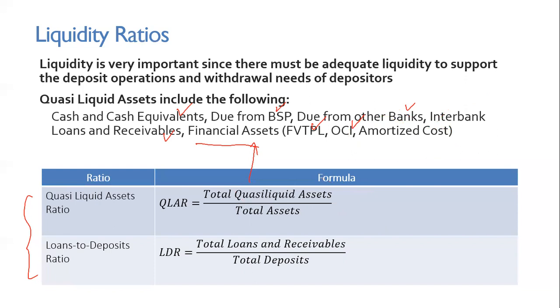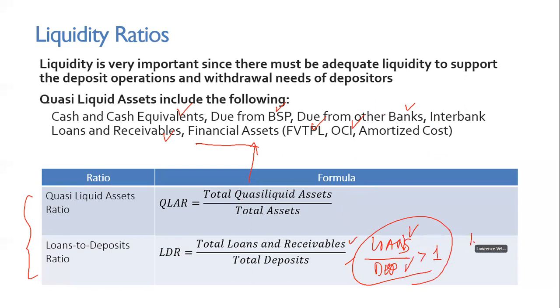Okay? The other one is the loans to deposit ratio. How much is total loans over total deposits? Okay? If this ratio is greater than 1, what does it mean? Okay? Mas marami ang loans over deposits. So for example, 1.3 over 1. Is it a sign of more liquidity or less liquidity? It's a sign of less liquidity, right? Why is that the case?